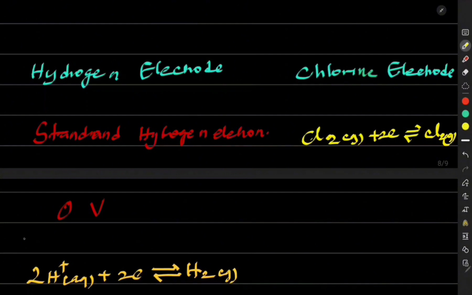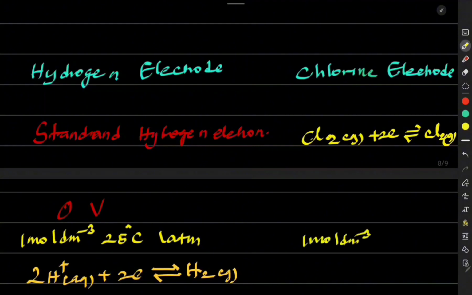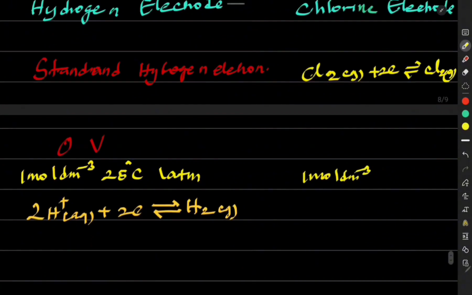Conditions should be the same. Here 1 mole dm minus 3, 25 degrees Celsius, 1 atm. Here also it should be 1 mole dm minus 3. Suppose they have only mentioned the concentration. If you write the notation for the chlorine electrode, the notation will be Pt solid, chlorine gas, and Cl minus aqueous.